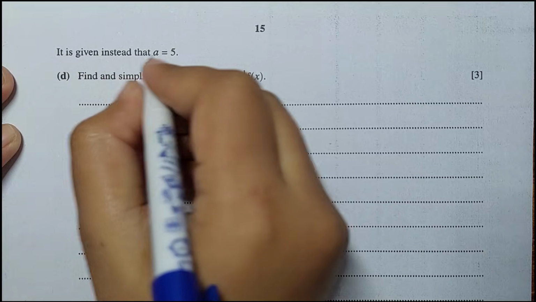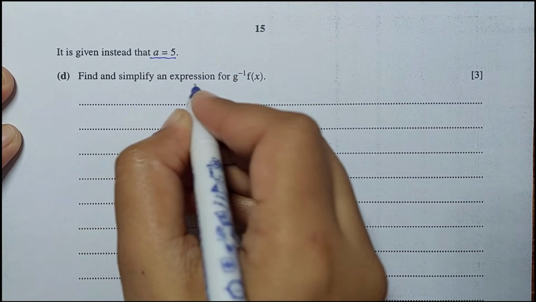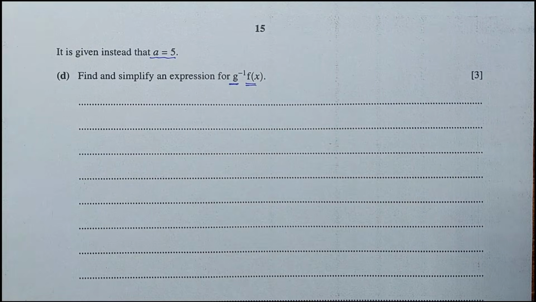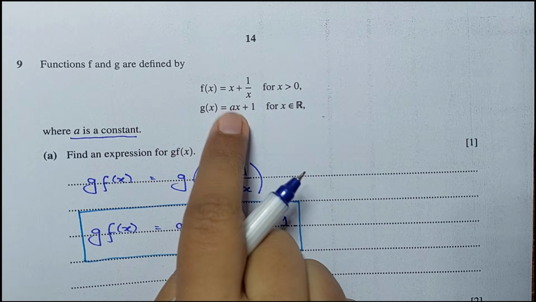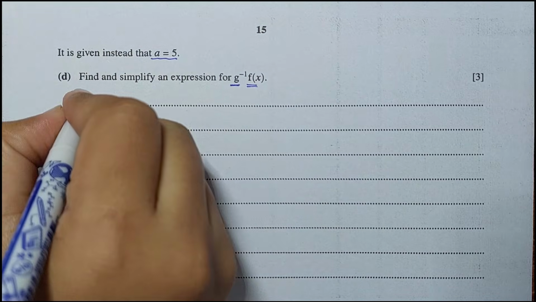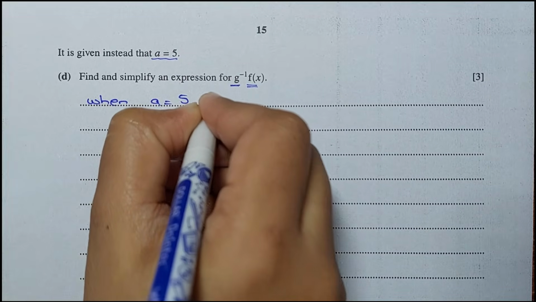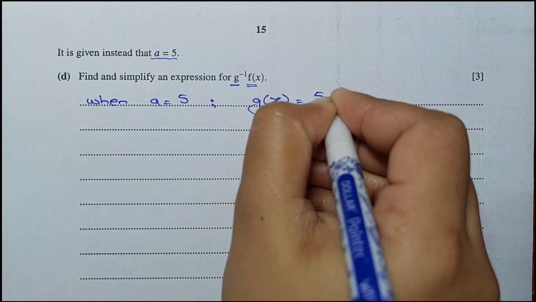It is given instead that a value is 5. Part A, find and simplify an expression for g inverse f of x. Okay. So the a value is only in the function g, right? So a value is 5. 5x plus 1 is the function g of x. When a equals 5, g of x is 5x plus 1.